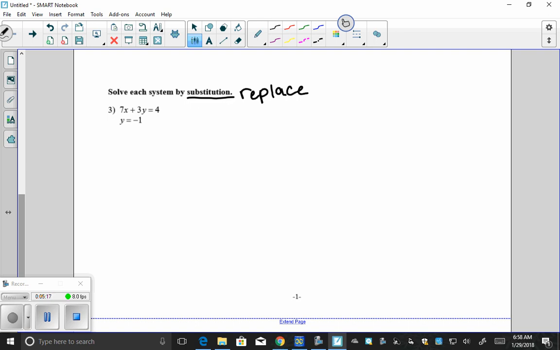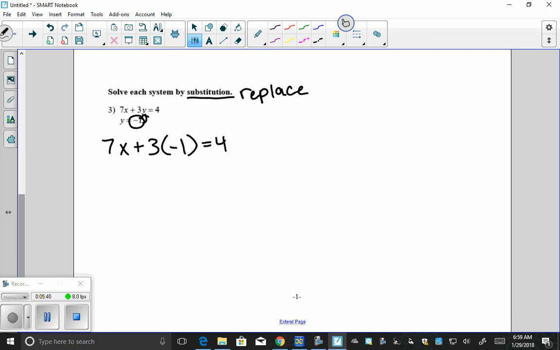Okay? In order to solve a system by substitution, you have to have a variable by itself. Well, in this case, I have y equals negative 1. Anywhere I see a y, I am going to plug in negative 1 because y equals that. So I'm going to have 7x plus 3 times negative 1 equals 4. So negative 1 replaced y.